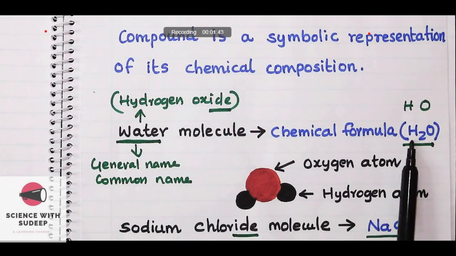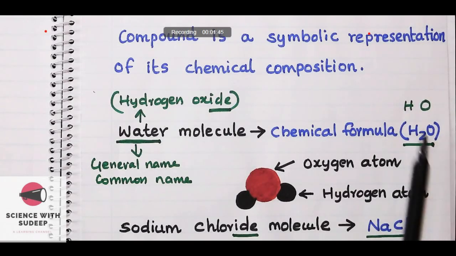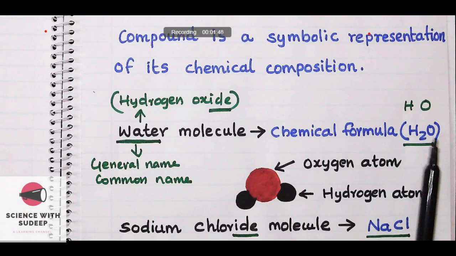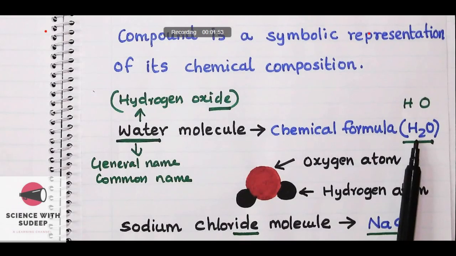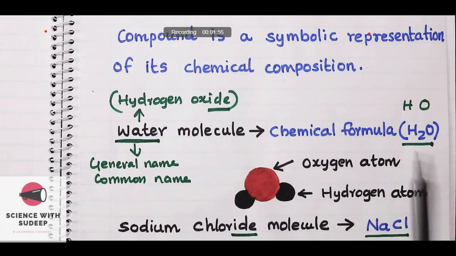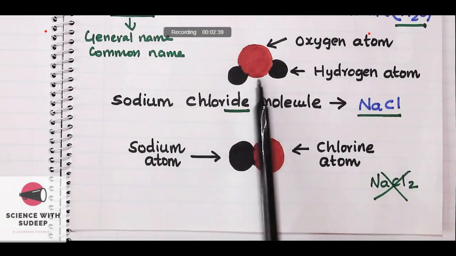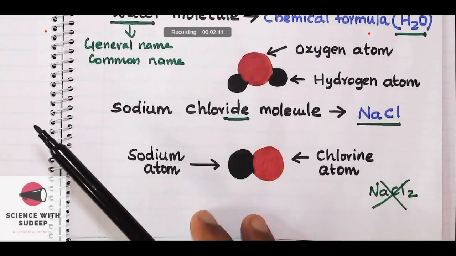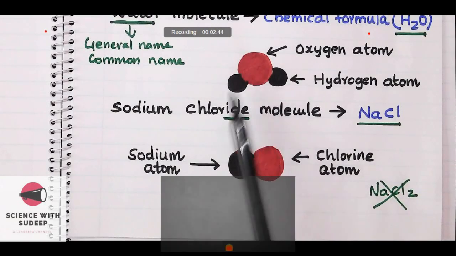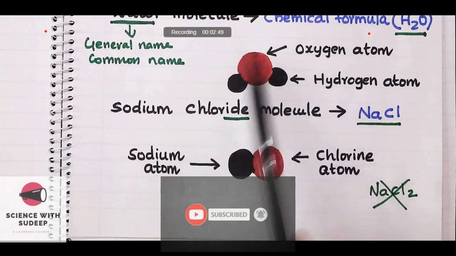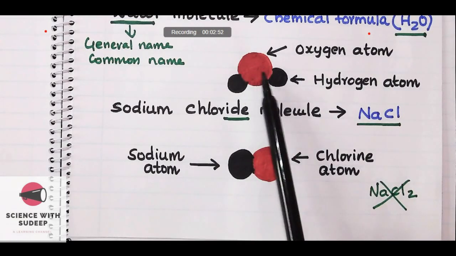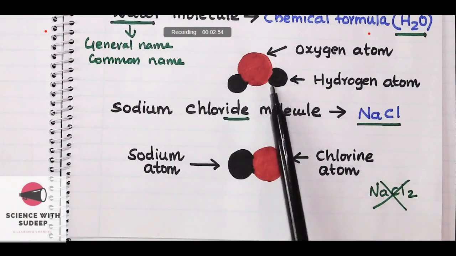When you see H2O, you should know that there are two types of element present there. One is hydrogen and the other is oxygen. There are two hydrogen atoms and one oxygen atom. Don't think that there are three types of elements. The total number of atoms is three, two hydrogen and one oxygen. In the water molecule, you can see that there is one oxygen and two hydrogens. The black atoms are hydrogen and the red one is oxygen. The oxygen atom is a little bit bigger than the hydrogen atoms.